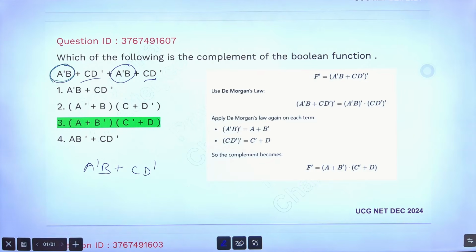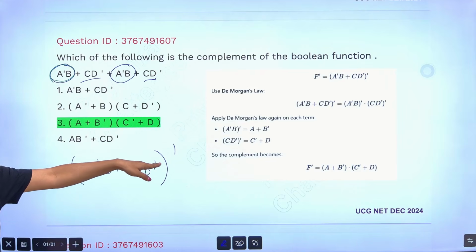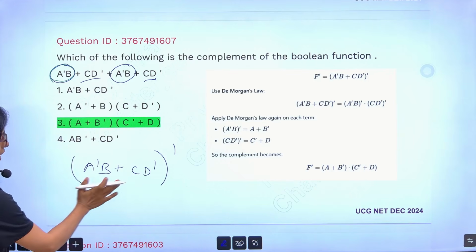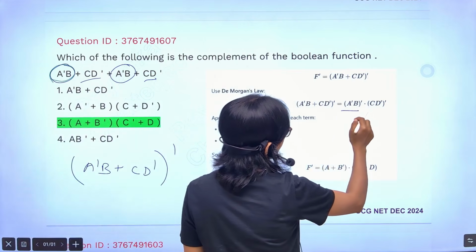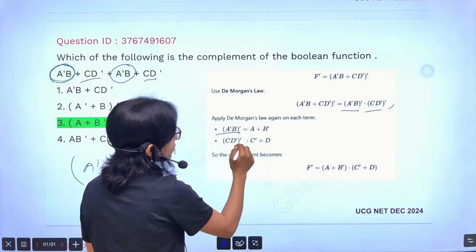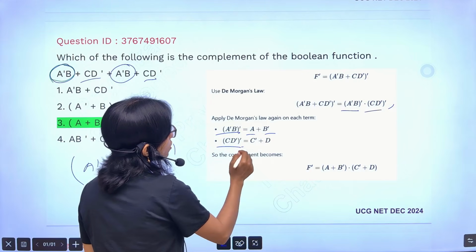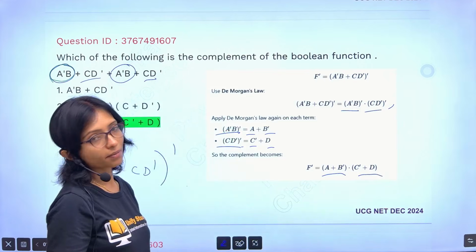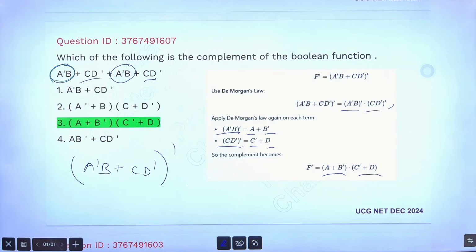Now I will apply De Morgan's law because it is asking for the complement. Complement means I have to do this. That is my complement. So a bar b plus c d bar, complement of the whole. What I will do, I have already explained this. This is a bar b whole bar, then c d bar whole bar. Again from here I can write a bar b whole bar means a plus b bar, c d bar whole bar means c bar plus d bar. So finally you are getting a plus b bar whole, dot c bar plus d. That is De Morgan's law. Only by De Morgan's law we can solve this one, and we are getting the answer option 3, right?